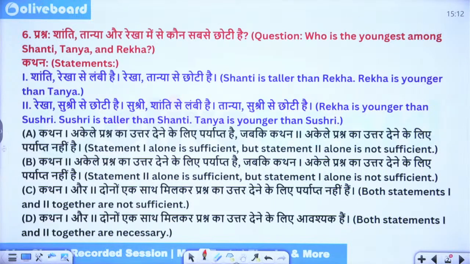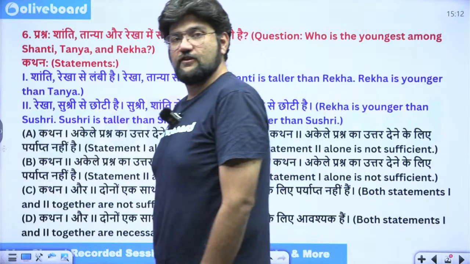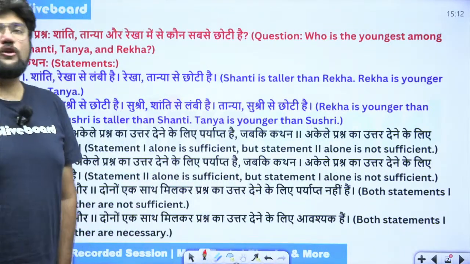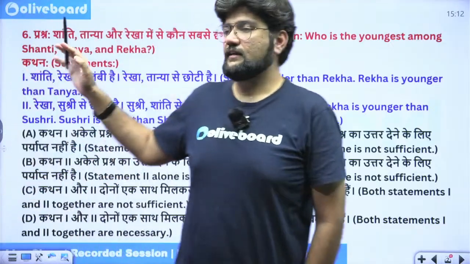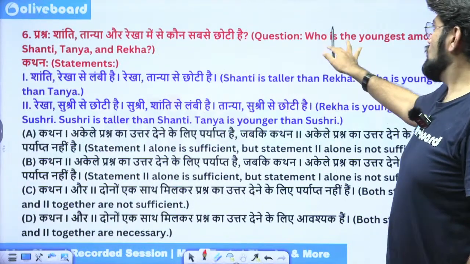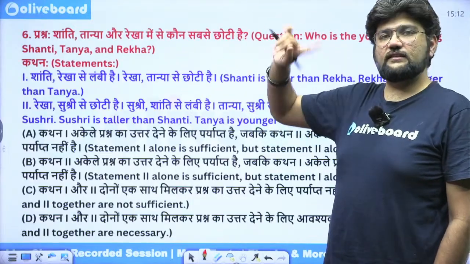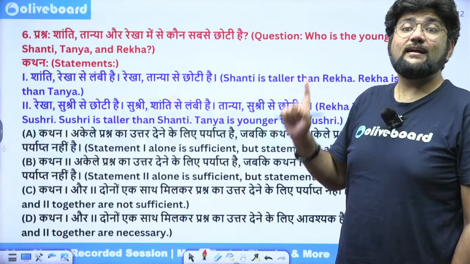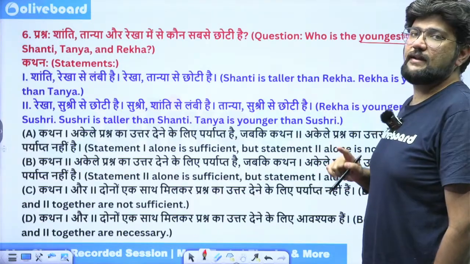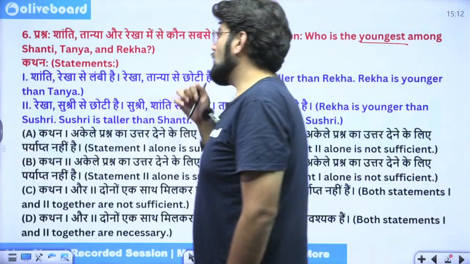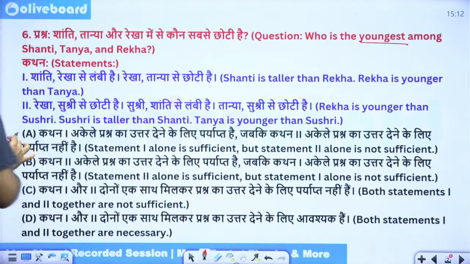So the first question says, who is the youngest among Shanti, Tanya and Rekha? This is a wonderful question, the very first question itself. How will you approach it? You will read the question first. Shanti, Tanya and Rekha will be compared based on their age, since they are asking you youngest. Before looking at the statements, you will look at the options. Always make that a habit. First the question, then the options, then you will come to the statements.